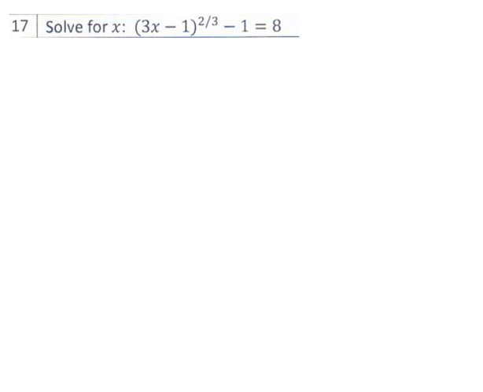Okay, number 17, we have another expression raised to a fractional exponent. Okay, first we're going to solve for the expression raised to the fractional exponent. So we'll add 1 to both sides. So we're going to isolate 3x minus 1 to the 2/3 on one side of the equation. All right, so that's equal to 9 now. And again, like in the previous problem, we're going to raise both sides to the reciprocal of 2/3. So that would be 3/2.